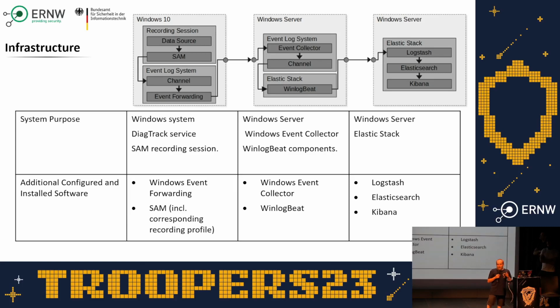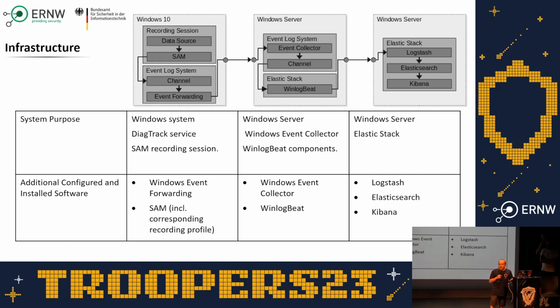Then we forward these events to another system in the middle that is only responsible for gathering events, sending them with Winlogbeat to the ELK systems in the backend. And on the ELK systems, we have the Elastic servers where the records are indexed, and we have Logstash for further processing, and Kibana to perform searches then.